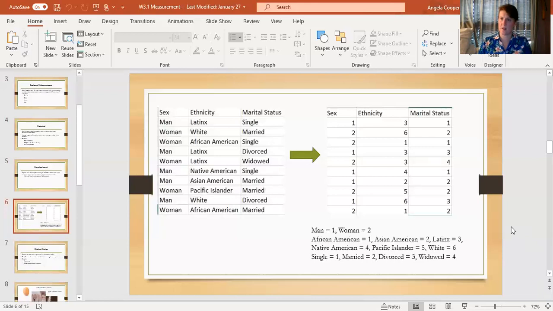So nominal scales of measurement can start by being the actual title. So single, married, divorced, and they can be translated into numbers, and it still represents an identification. This is still a man who is Latino and they are single, etc. That's still identifying them as being of a particular group.